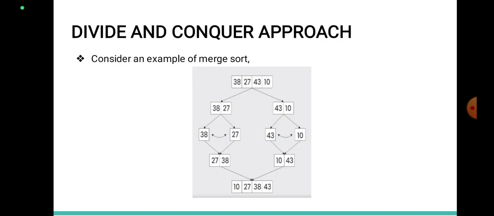So here is a small example of merge sort. We have an array of digits, that is 38, 27, 43, 10. We split the array into subproblems, equally divided. Then 38 and 27 on one side, and 43 and 10 on the other side. Now it is again split to 38, 27. It is of smaller size, and we will then arrange it in ascending order. So it is 27 and 38. In the same way, on the opposite side there is 43 and 10, which is arranged into 10 and 43. Then combining these, we will get the sorted array.